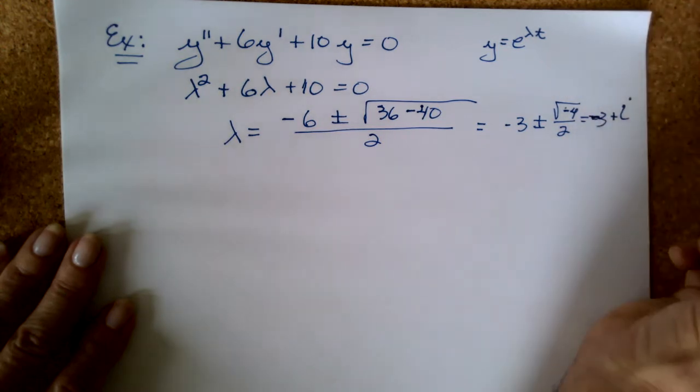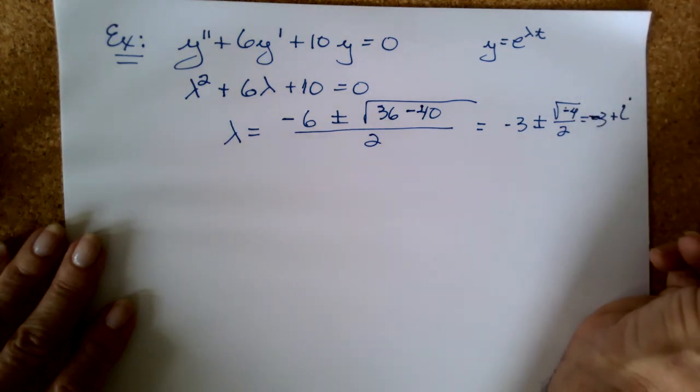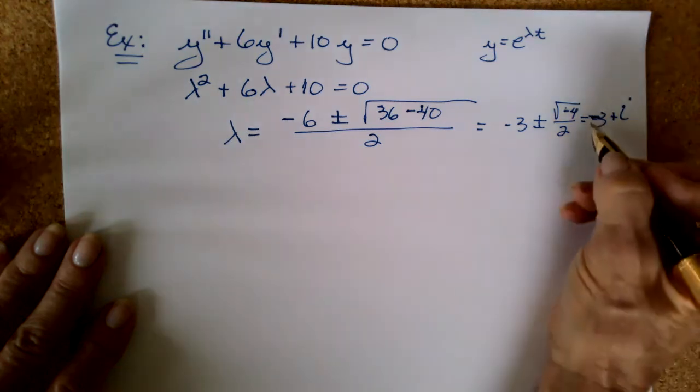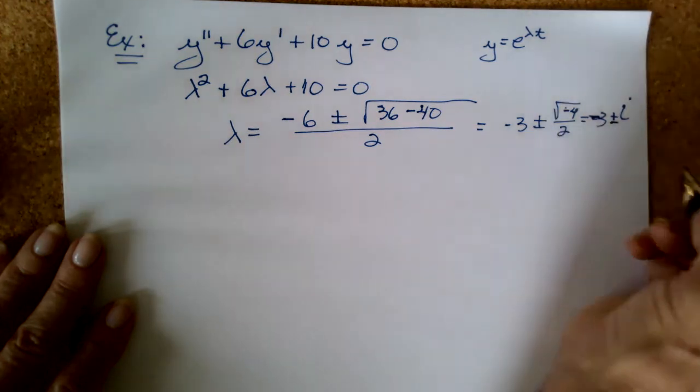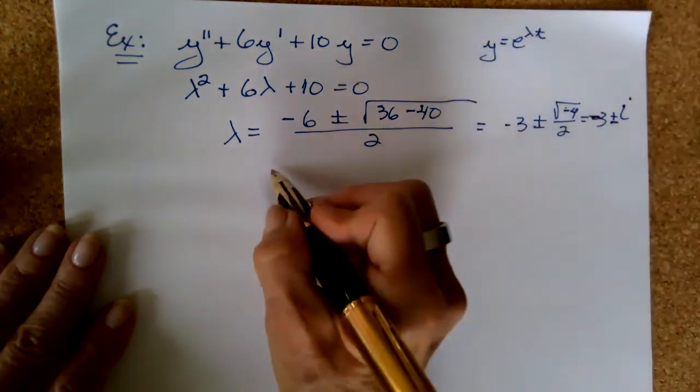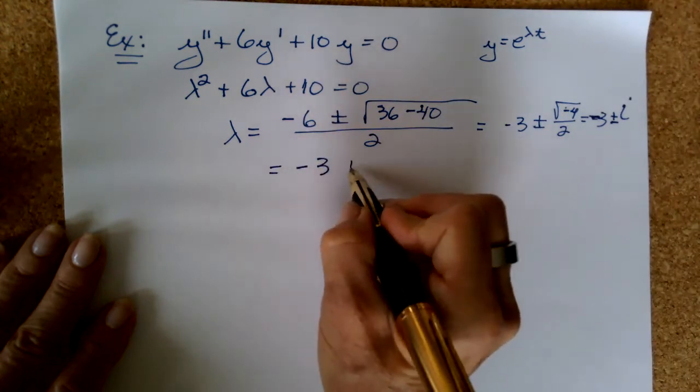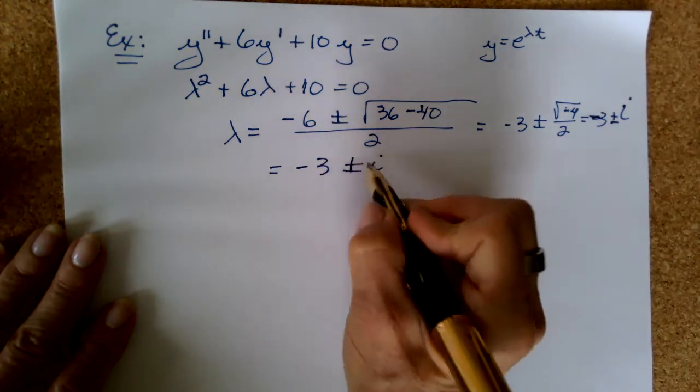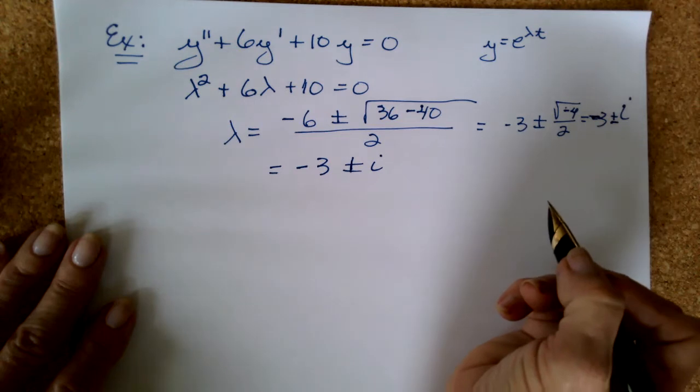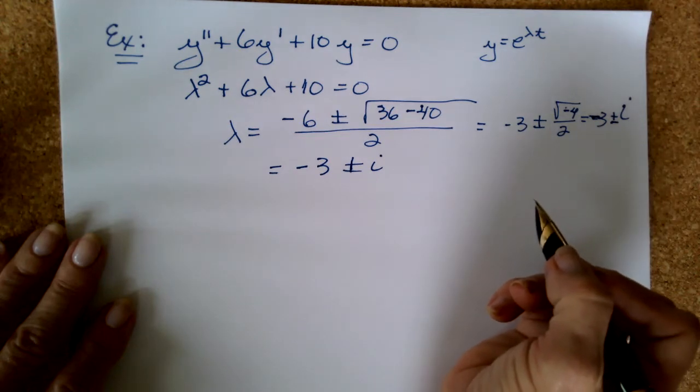So I get minus 3 plus i. Okay, plus or minus i, sorry. Forgot the minus. Okay, so lambda, it's a little unclear there. Let me write it right over here: minus 3 plus or minus i. So there are 2 equivalent ways I could write this solution. Now I'm ready to write down the solution.